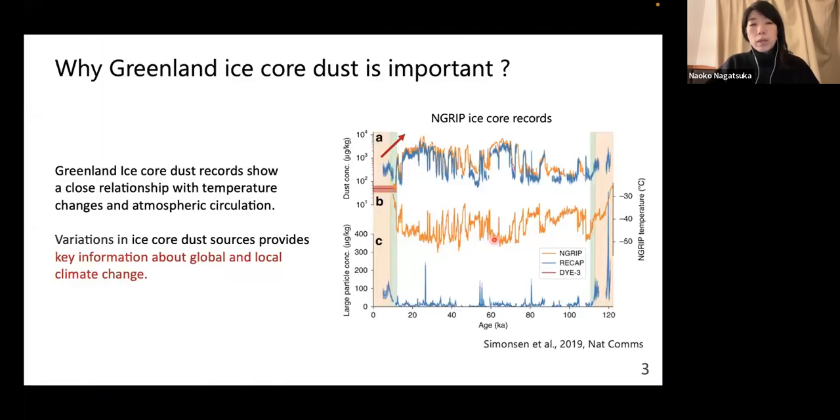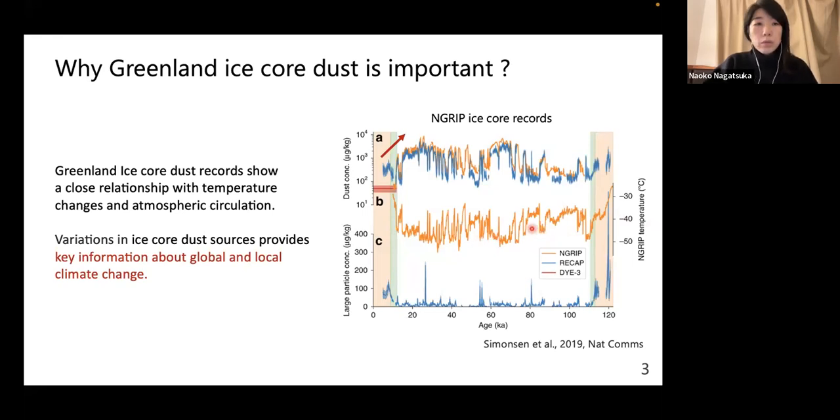So why is Greenland ice core mineral dust important? Past ice core dust records show significant variations in their concentration, composition, and morphology. And the variability is likely related to changes in atmospheric transport and the environment of source areas.